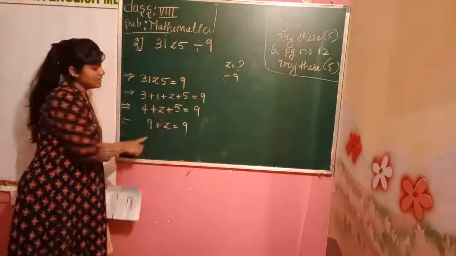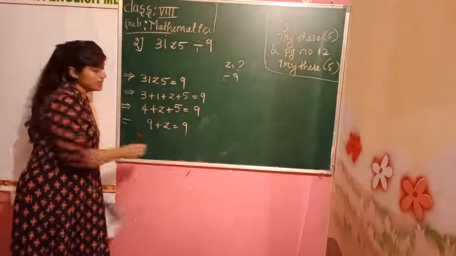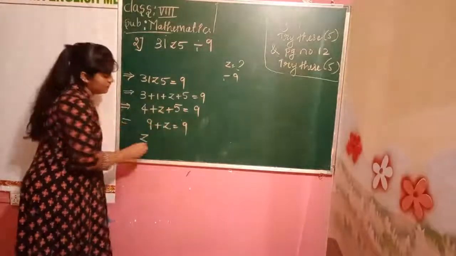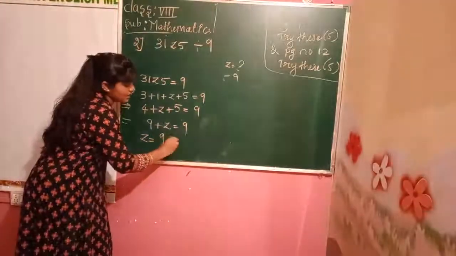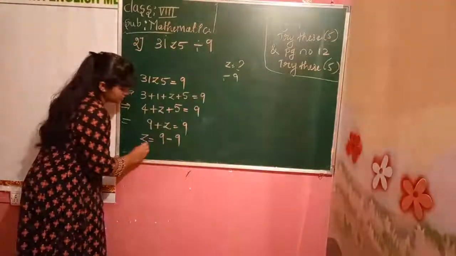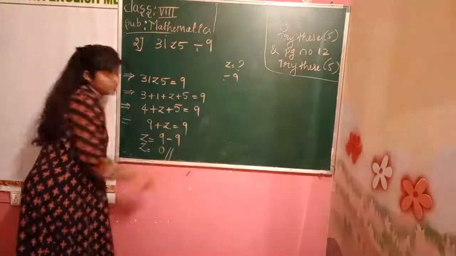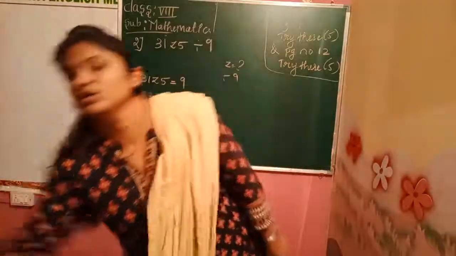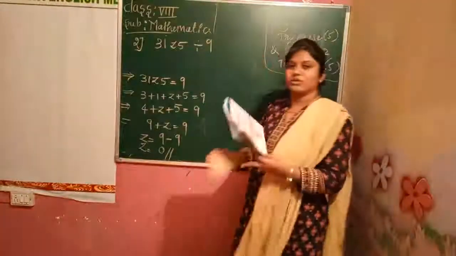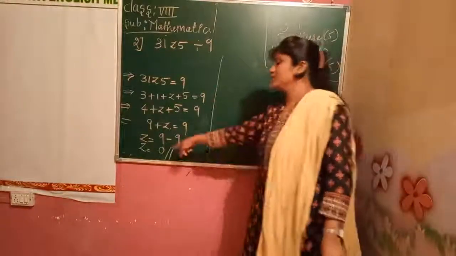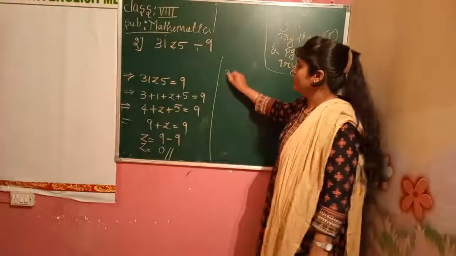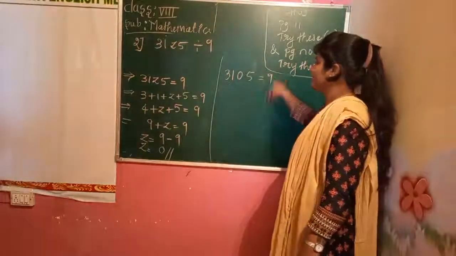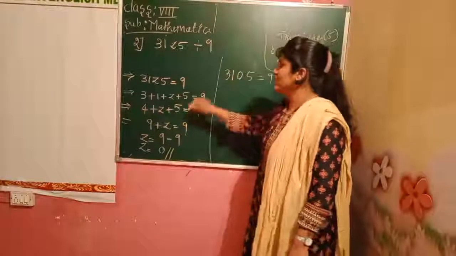Now 9 on both sides. What I need is the Z value, so I will take Z out. This 9 I will move here, and this sign also I will move here. Z is equal to 9 minus 9. Z is equal to what we got: 0. We got the Z value, yes, we got 0 in the Z place. I have to fill that in the Z place: 3 1 0 5 is equal to 9.